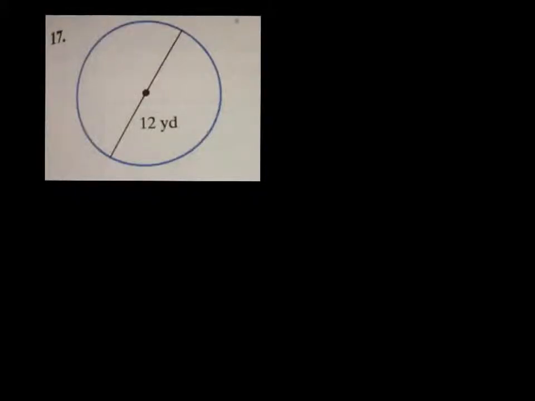Number 17 on page 647. So we want to find the circumference and the area of a circle, and it says express answers in terms of pi, and then round to the nearest tenth. Okay, so since we're talking about a circle, we're definitely going to talk about pi.